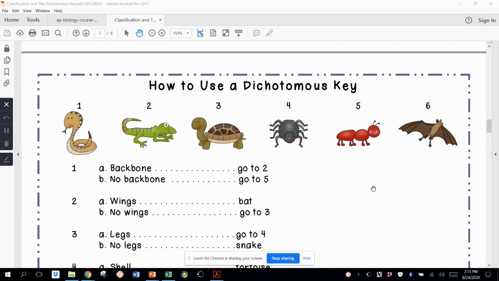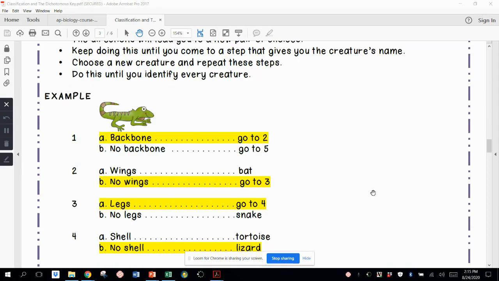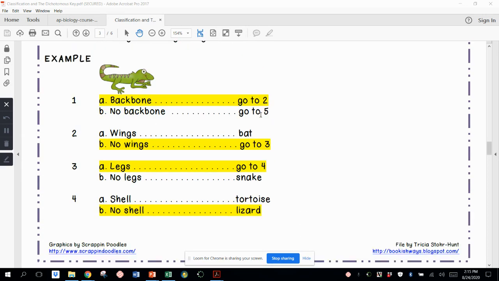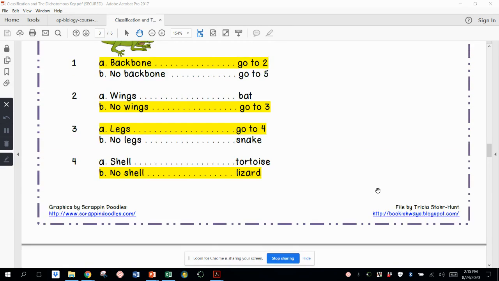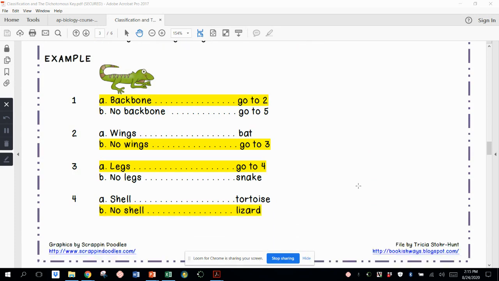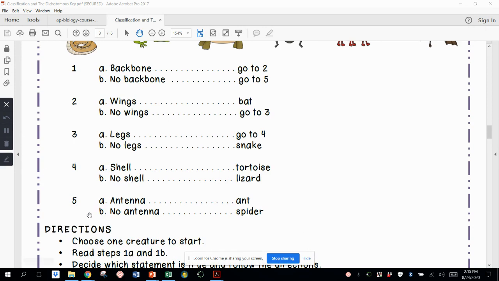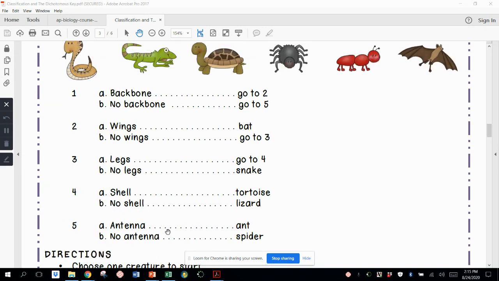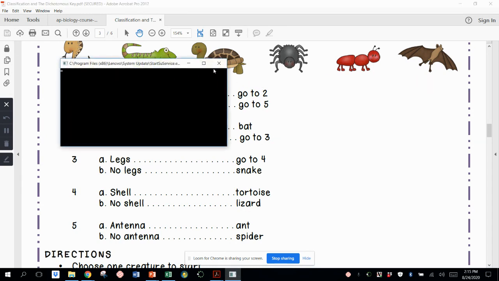Whereas if we were looking for the spider, spiders do not have backbones, so we go to 5. Wait, there's not a 5 on this. It's missing something. Oh, here we go. It goes to 5, and spiders do not actually have antenna, so you can't see it here in this picture, so it would be a spider. Snake has a backbone. You go to 2. Has no wings. You go to 3. Has no legs, therefore it's a snake. So that's how you do that.